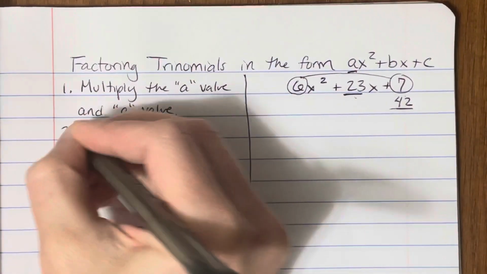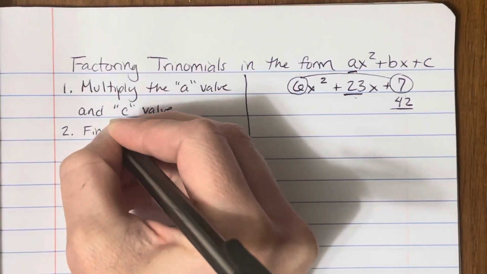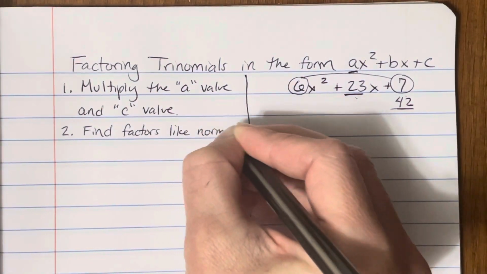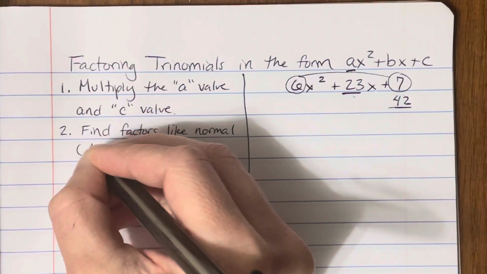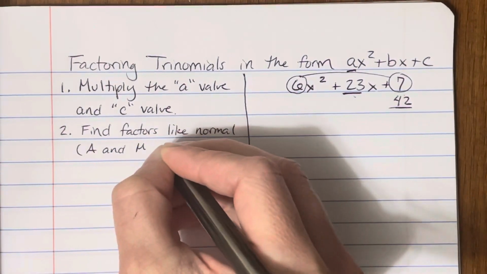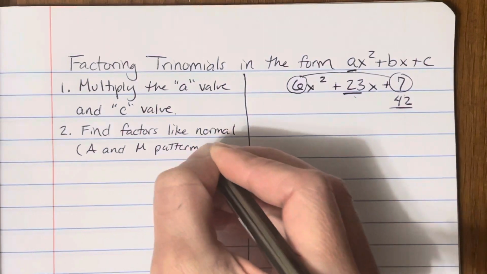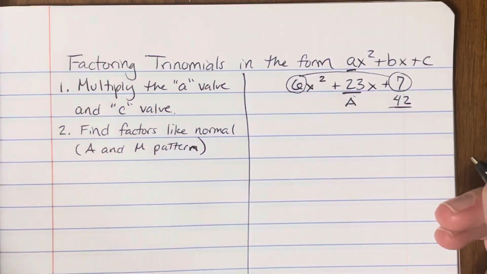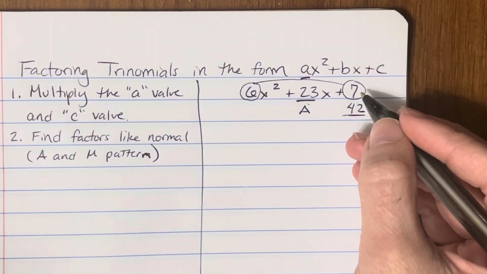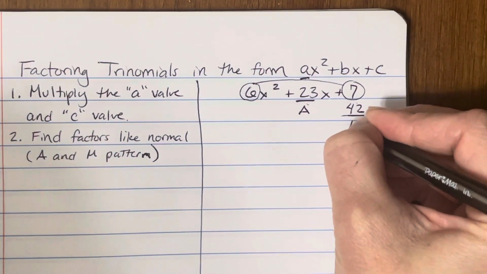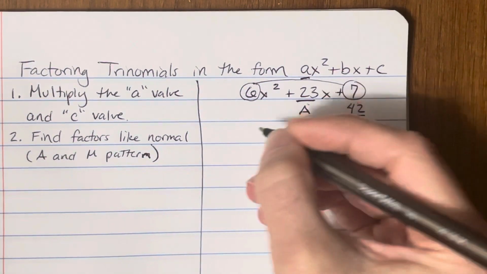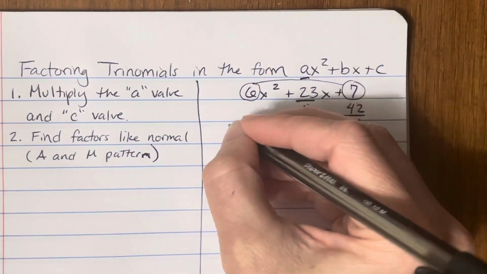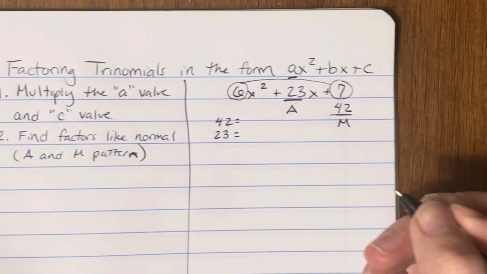The next step is to find factors like normal, and by like normal, I mean with the add and multiply pattern. So now we're dealing with the numbers 23 and 42. We want to know what two numbers will add together to get 23, but instead of multiplying together to get 7, they need to multiply together to get 42. Let me think through that a second. Again, I like to write out a little list. I like to figure out the multiplying first, so let's do 42 first.